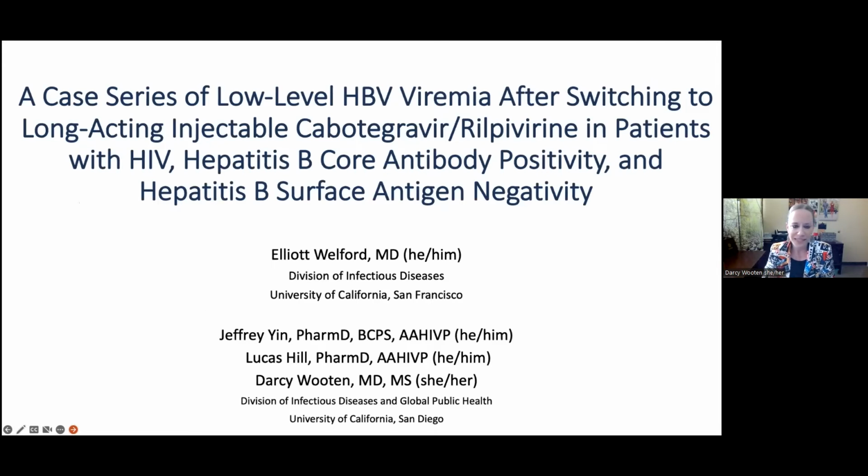And so that's a nice segue and transition to the next abstract that I wanted to present, which is looking at patients who were switched to cabotegravir-rilpivirine, so off of a regimen that potentially contained tenofovir or other NRTIs that had activity against hepatitis B, and then subsequently developed low-level hepatitis B viremia.